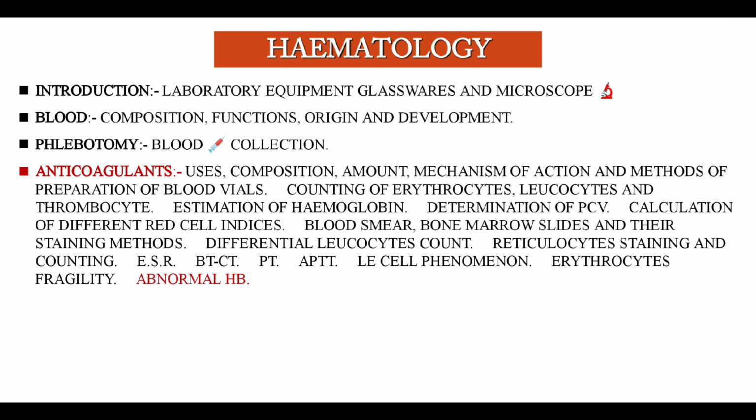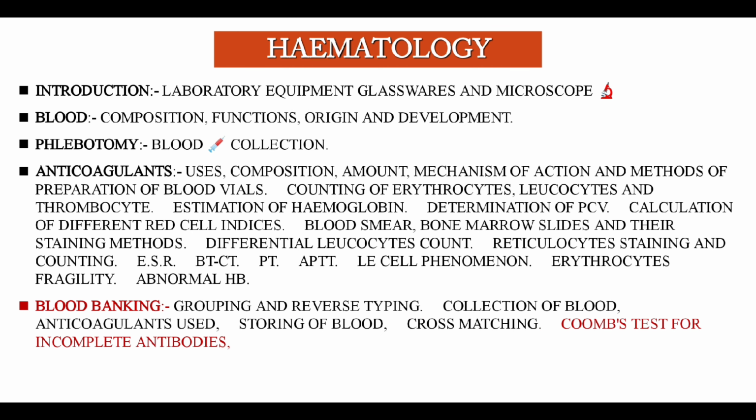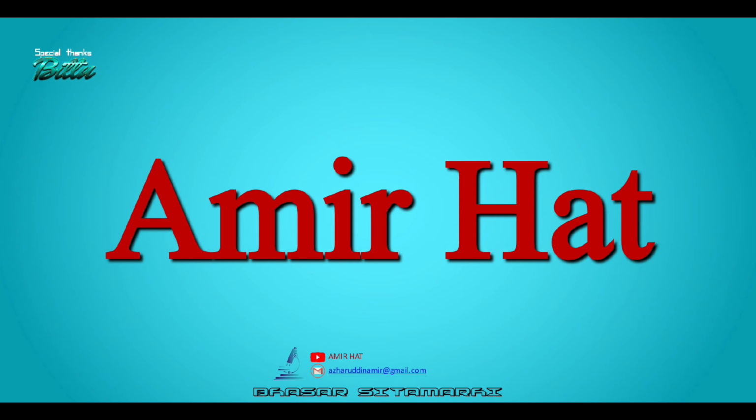and our last but not the least, blood banking, in which we have to study blood group, method of grouping and reverse typing, basic blood banking procedure, collection of blood, anticoagulants used, storing of blood, cross matching, Coombs test for incomplete antibodies, different blood components in use and how to solve a requisition. Now we have completed almost DMLT syllabus of first year.